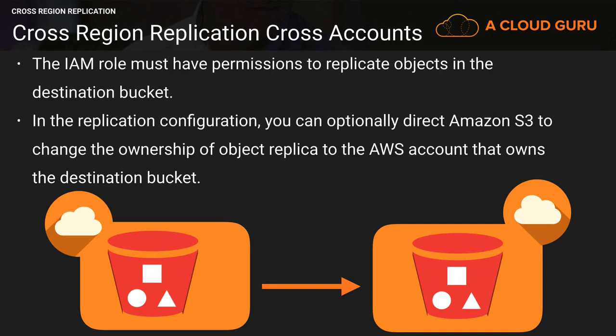Cross-region replication does work across accounts, and you're going to be tested on that. The IAM role must have permissions to replicate the object in the destination bucket. So you are going to need to turn on cross-region replication, and you're going to need to set up a role that has access to the destination bucket. And in the replication configuration, you can optionally direct Amazon S3 to change the ownership of the object replicas to the actual AWS account that owns the destination bucket. And a good use case for this is basically if you're doing all your CloudTrail auditing.